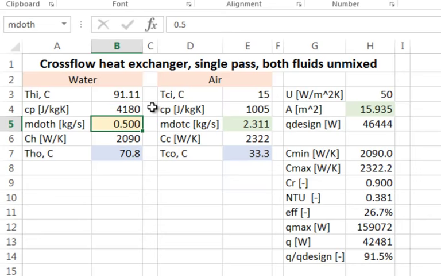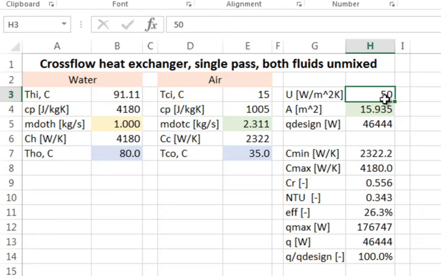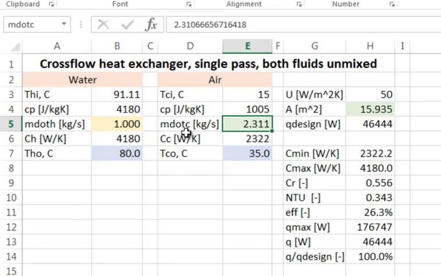So in my design, I picked the U I picked before and the A I picked before and my design temperatures I picked before. But this mass flow rate, I color-coded this cell because I'm going to change it in a minute. But I just said just 1 kilogram of water. I can scale from there. The heat capacity rate, and then I need to calculate, or I need to have 2.3 kilograms of air for that 1 kilogram of water. And that now has been picked.